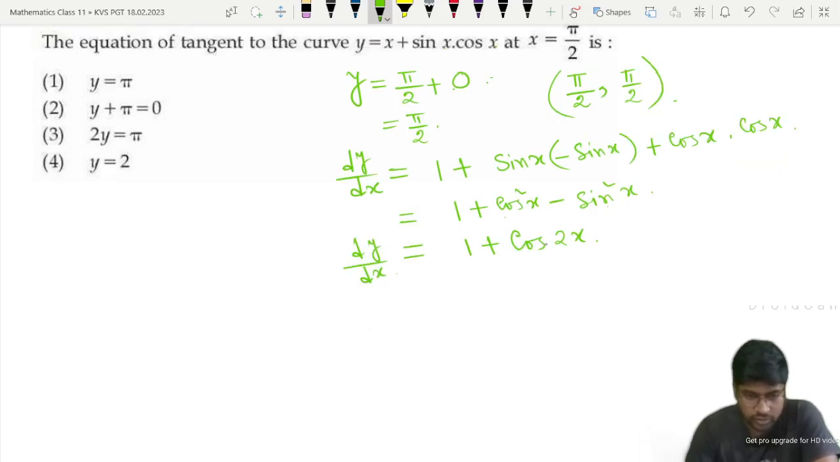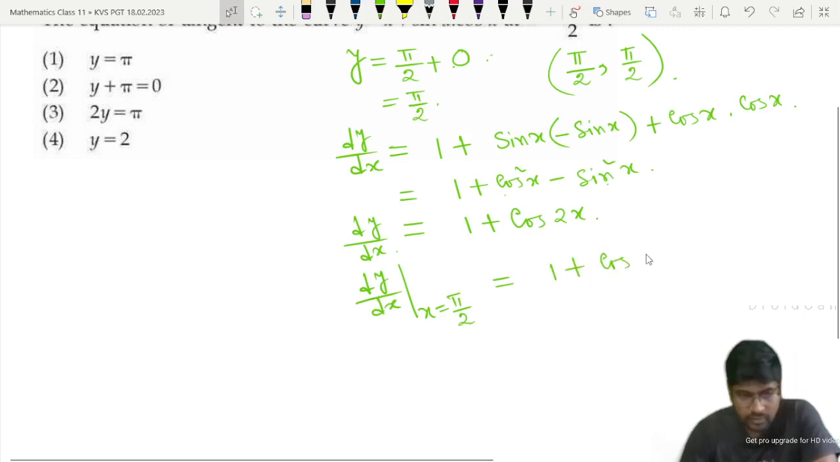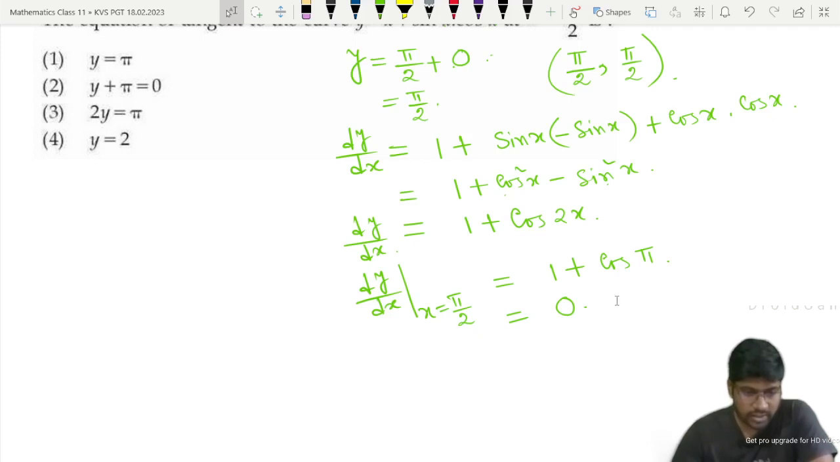Now what is the value of dy/dx at x equal to pi by 2? So we have to find the value of dy/dx at the point x equal to pi by 2. What will be this value? 1 plus cos of 2 into pi by 2 means pi, cos pi means minus 1, so that will become 0. The value of dy/dx is equal to 0.